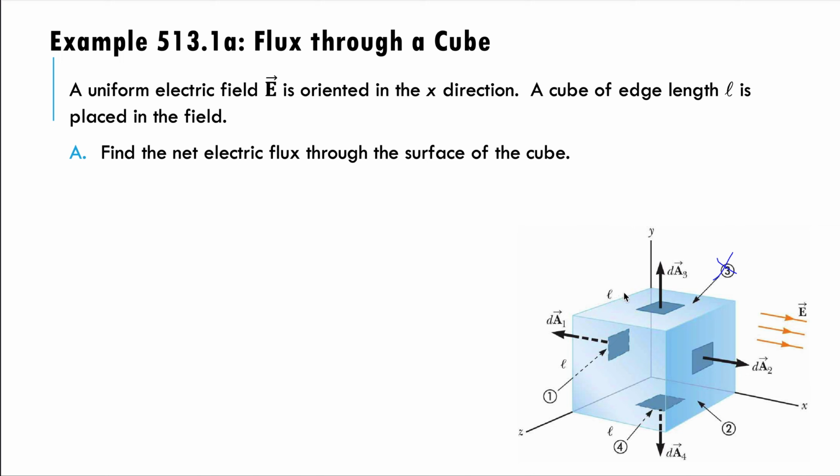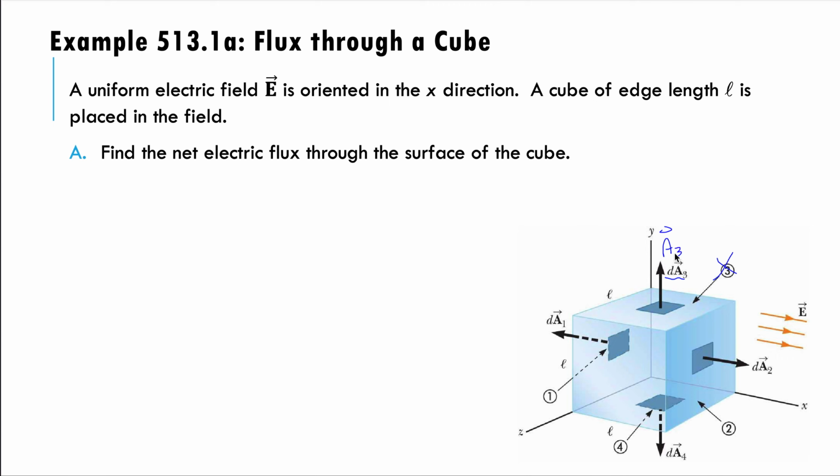Now, technically, this is a closed surface, which we will go over in the next video, and that's why there are all these little dA's instead of just calling this A, but that's okay. We can just ignore the little dA's for now. The process is going to be the same that we just learned in video 513. To find the net flux through this cube, we can just find the flux through each surface and add them up. We don't have to worry about the fact that this is a closed surface.